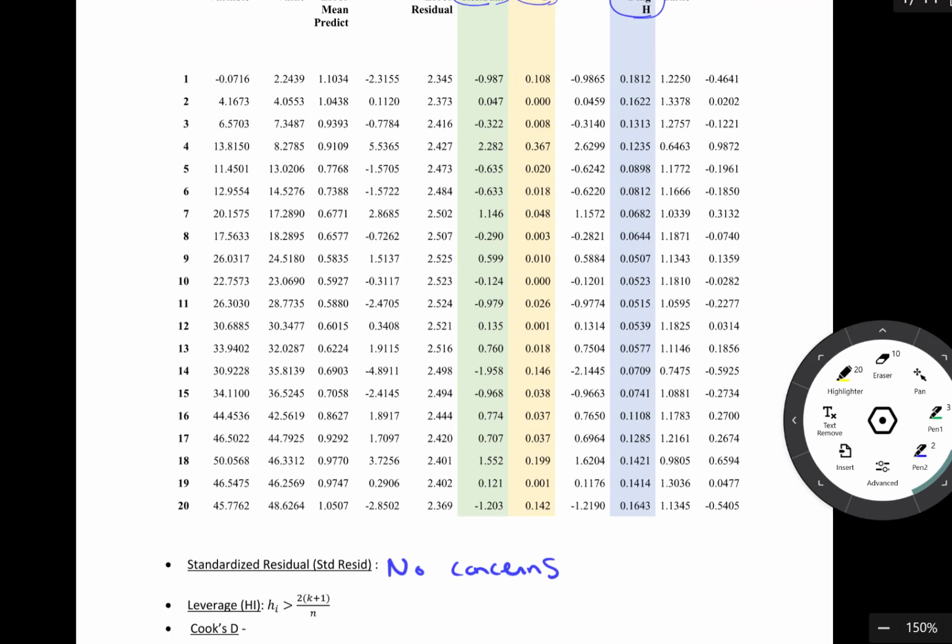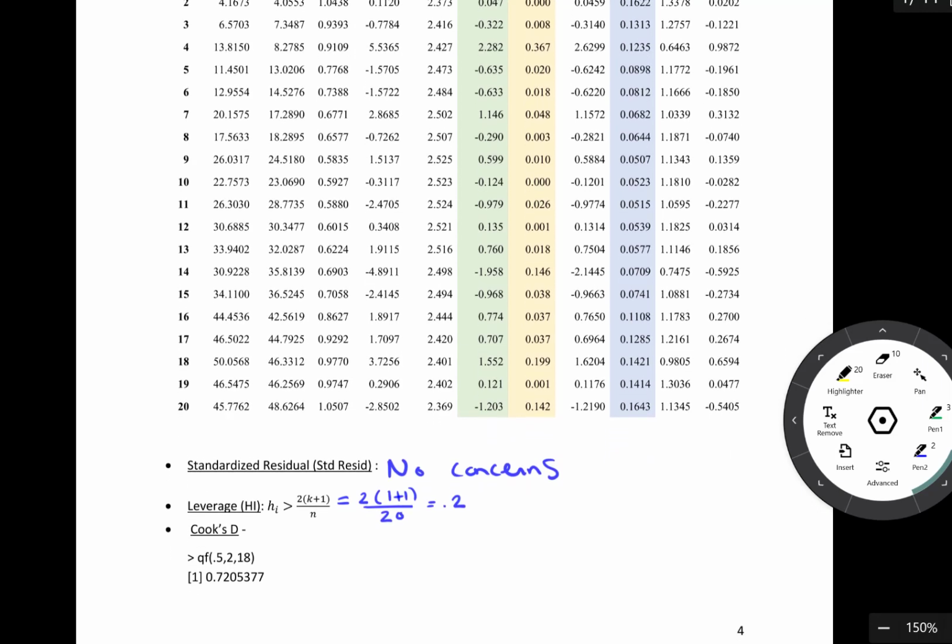Now for the leverage, we want to compare to this value here: 2 times (k plus 1) divided by n. This is simple linear regression, so k was equal to 1, and we had 20 data points, so this is equal to 0.2. Looking at leverage, scrolling through here, we don't have anything greater than 0.2, so we don't have any concerns about a high leverage point.